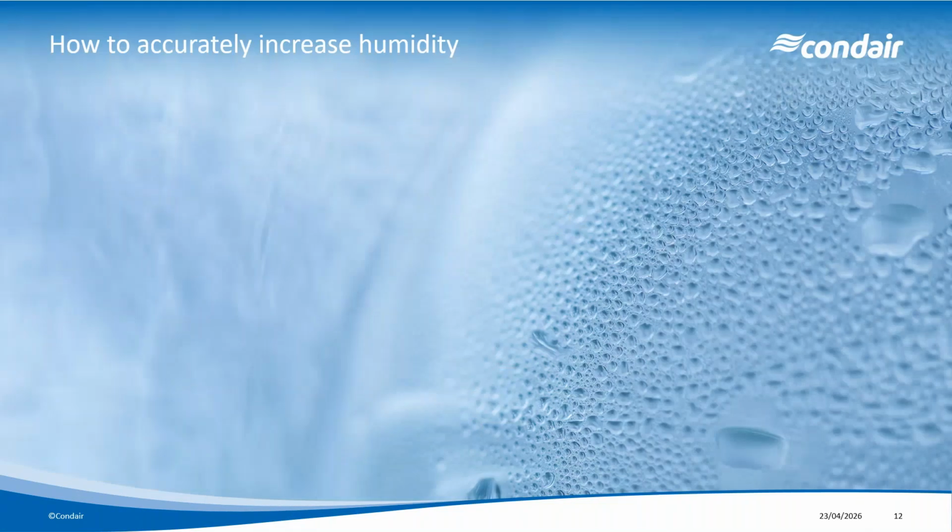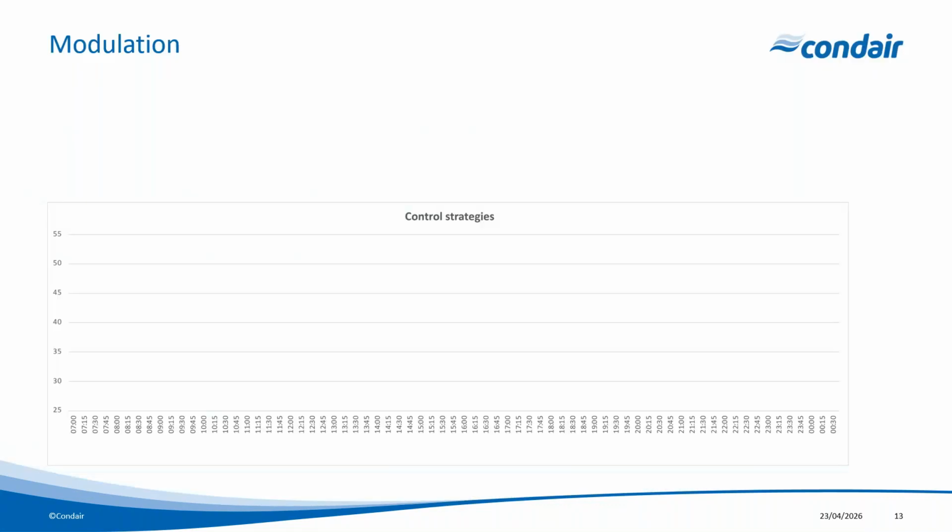So now we look at how to accurately increase humidity. Now, as mentioned before, to accommodate a range of processes in a clean room without needing to retrofit the HVAC system each time, being able to offer accurate and responsive humidity control will fulfill a wider range of clean room projects. Now, there are typically three types of control from a humidifier.